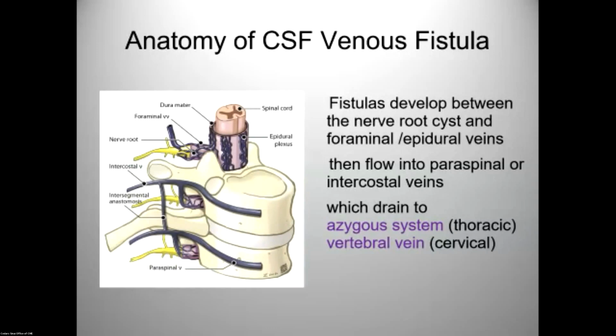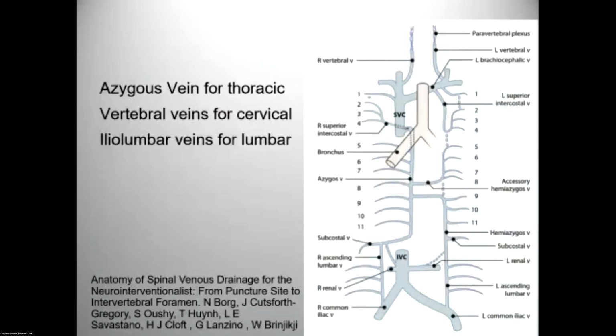These develop right along the nerve root cyst and the foraminal epidural veins. Dr. Schievink demonstrated various different sites of the fistulization. It's hard to preoperatively determine where the fistula is exactly from the DSA. However, they may be anywhere along that spectrum of the nerve root cyst. Then they subsequently drain into the azygos system most commonly, if it's in the thoracic spine, and the vertebral vein, if it's in the cervicothoracic junction or the cervical spine. And then the lower fistulas drain into the iliolumbar veins or cava.